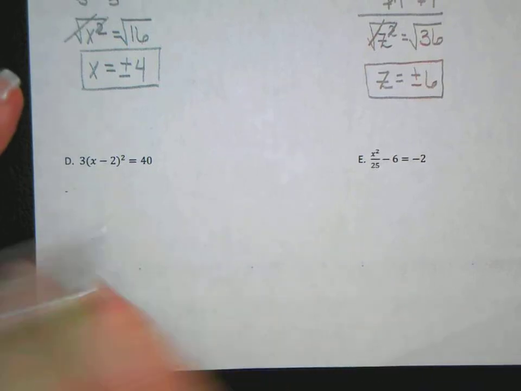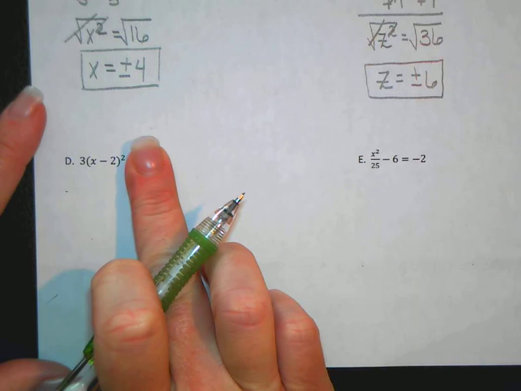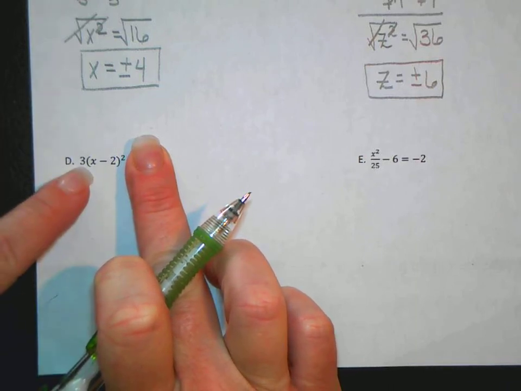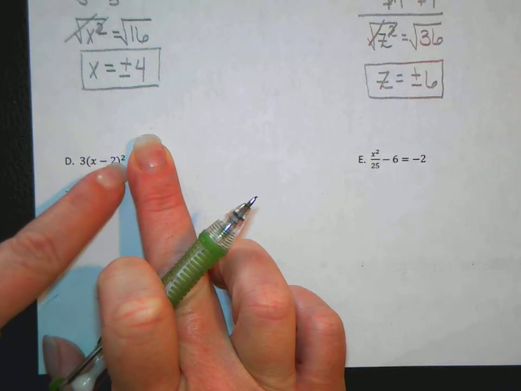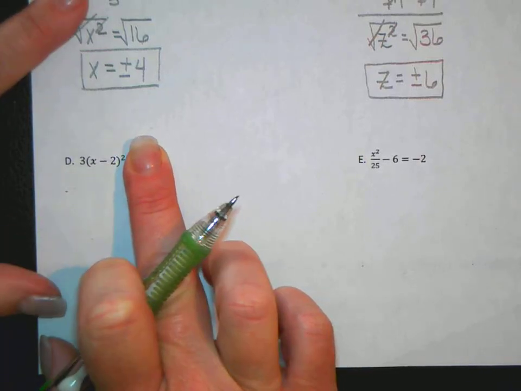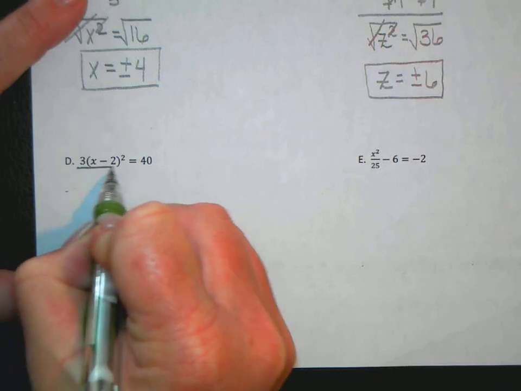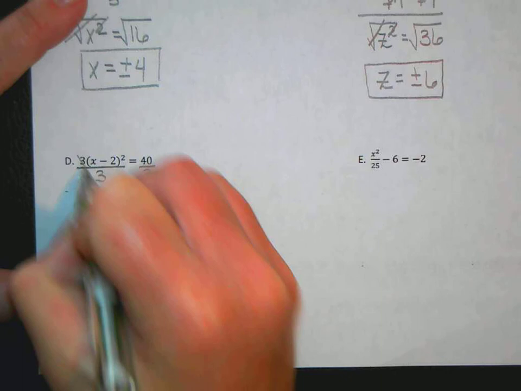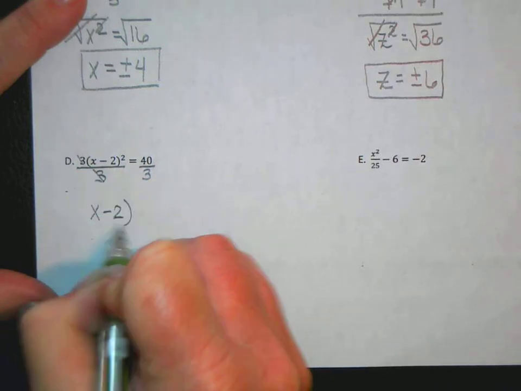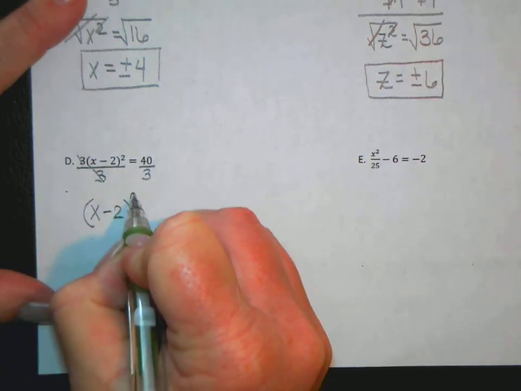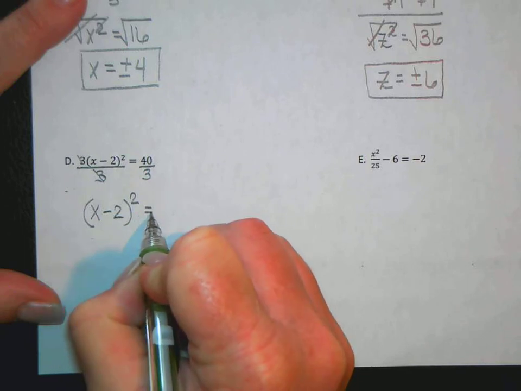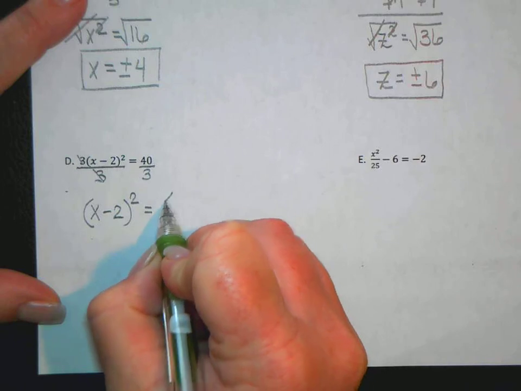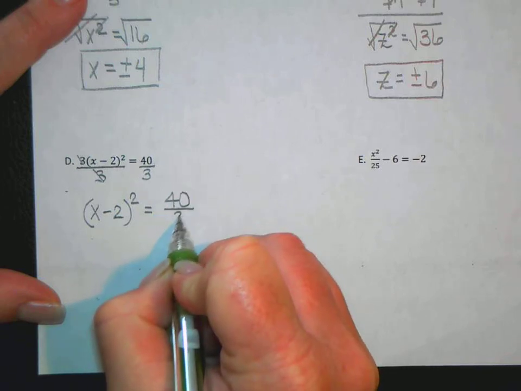So what you want to do is, let's cover up this right here. You see 3 times (x minus 2) squared. This 3 is multiplied by everything in this problem because it's a distributive property problem. So you could actually go ahead and divide by 3 here. And what that will do is cancel, and you will now have (x minus 2) all squared equals 40 over 3.